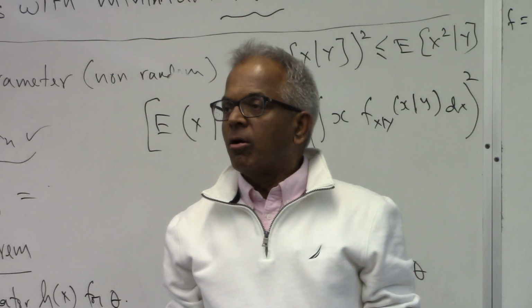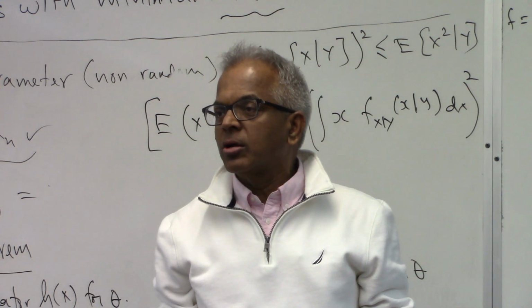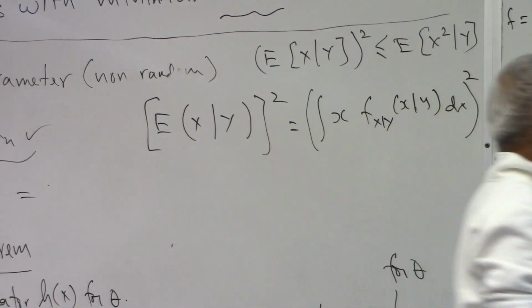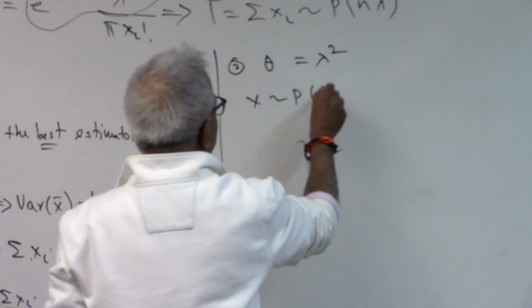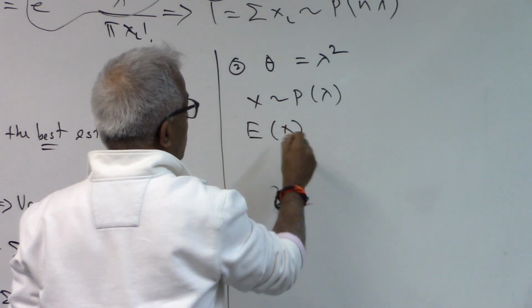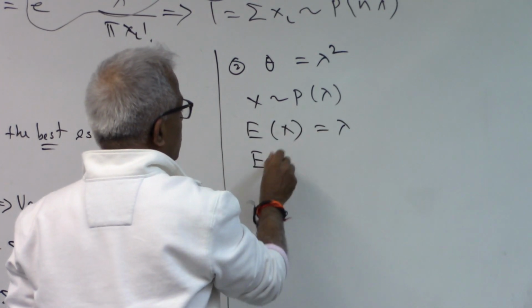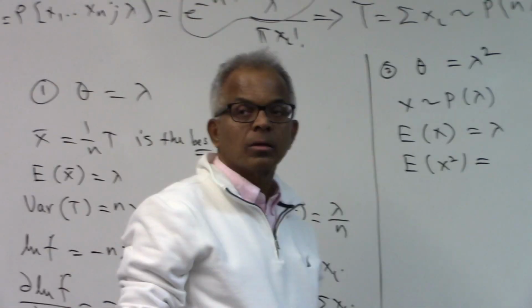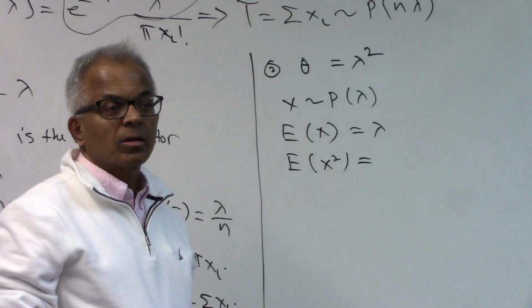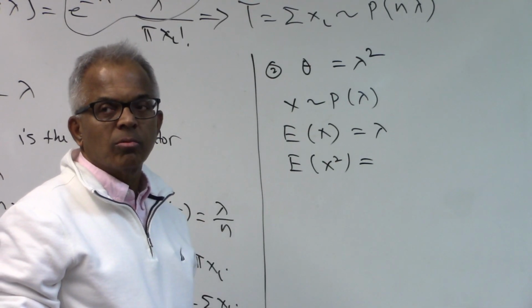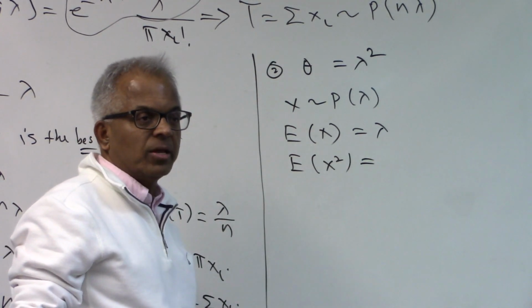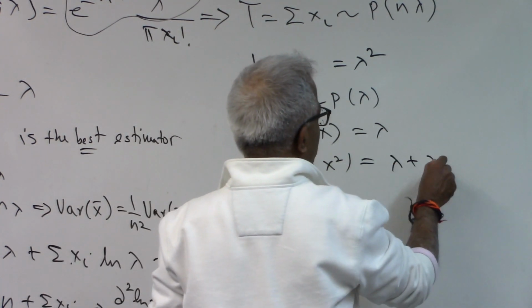So remember, to use the Rao-Blackwell theorem, all you need is an unbiased estimator for lambda squared, right? So let's look at it. If X is Poisson, the expected value of X is what? Lambda. Expected value of X squared? What is the variance? Expected value of X squared is the square of the mean plus the variance. So that's lambda plus lambda squared.